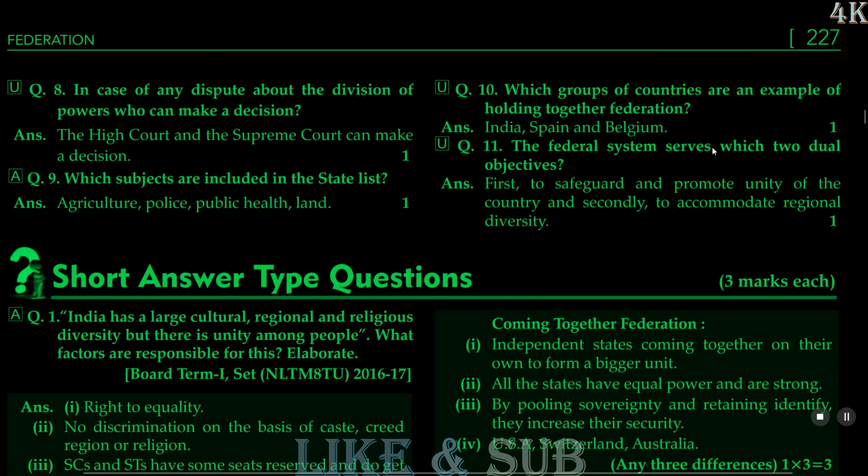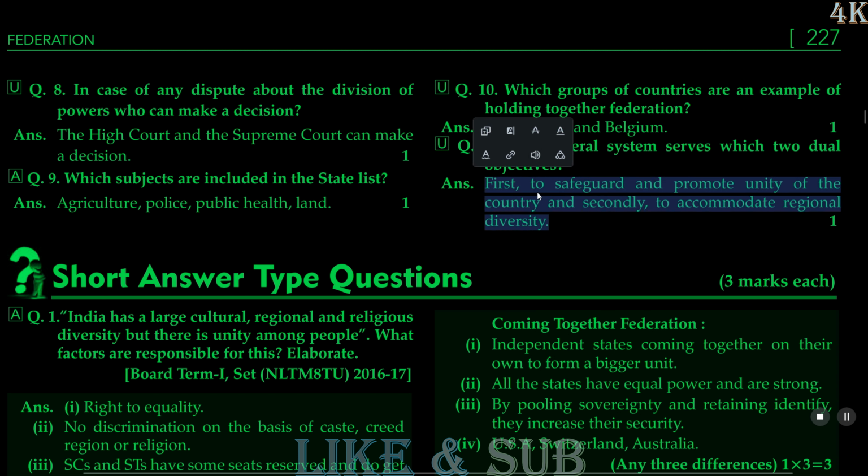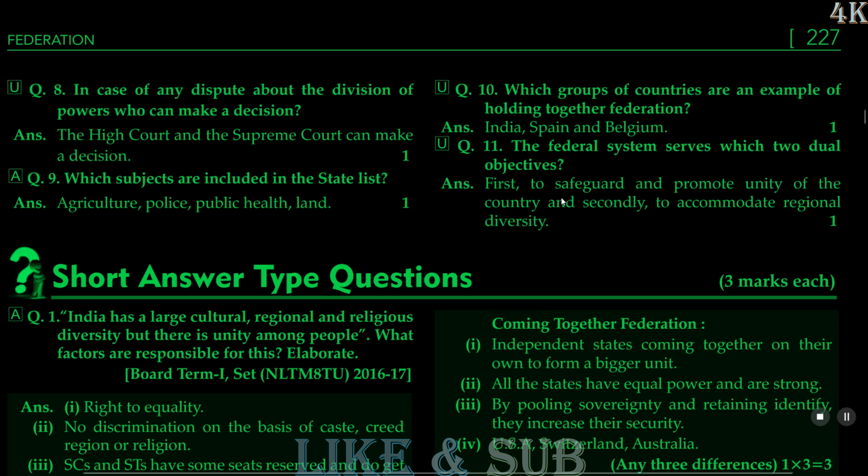Which groups of countries are an example of holding together federation? India, Spain, and Belgium. The federal system serves which two dual objectives? First, to safeguard and promote unity of the country, and secondly, to accommodate regional diversity.